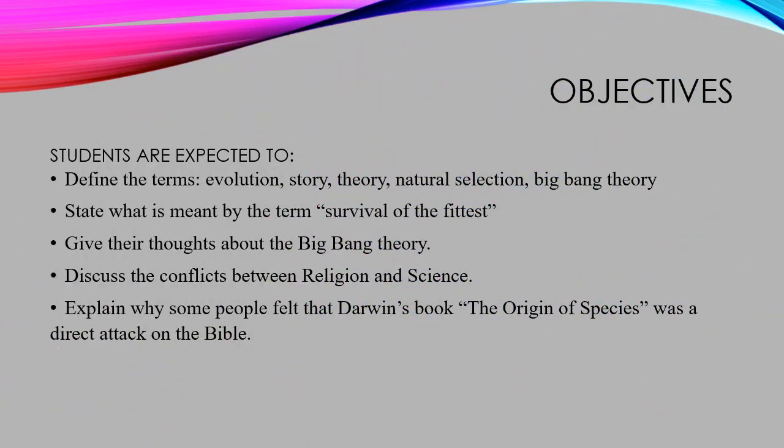At the end of this lesson, you'll be able to define key terms such as evolution theory, natural selection, Big Bang theory, among others. You will also be able to state what is meant by the term survival of the fittest. You'll be able to give your thoughts about the Big Bang theory and, of course, the evolution theory. And you should be able to have a discussion about the conflicts between religion and science. You will also be able to explain why some people felt that Darwin's book, The Origin of Species, was a direct attack on the Bible.